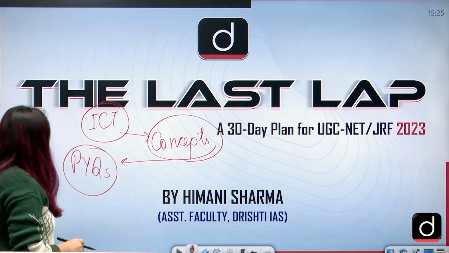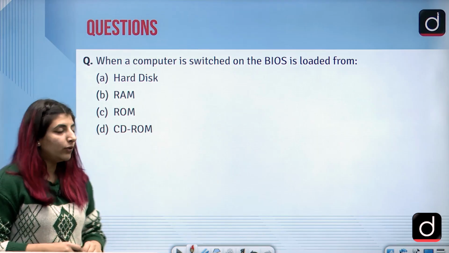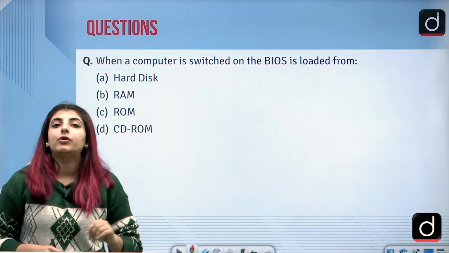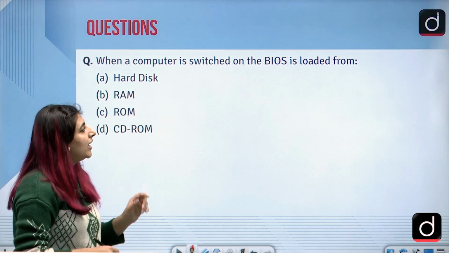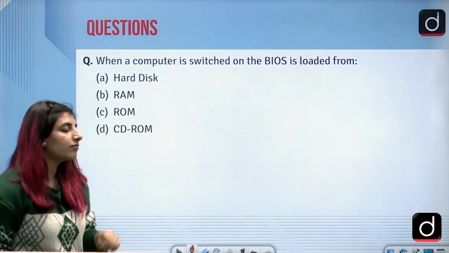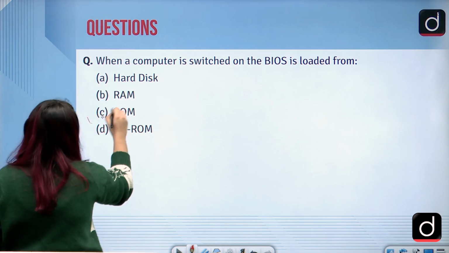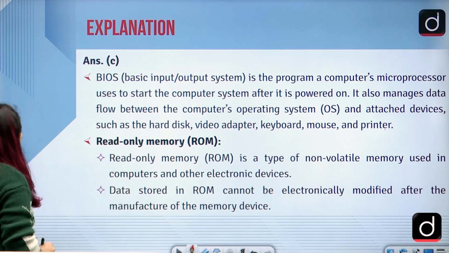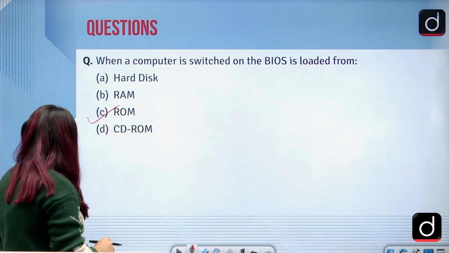Right? So the first question that I have for you in today's video is: when a computer is switched on, the BIOS is loaded from. The answer to this question is option C, which is ROM.